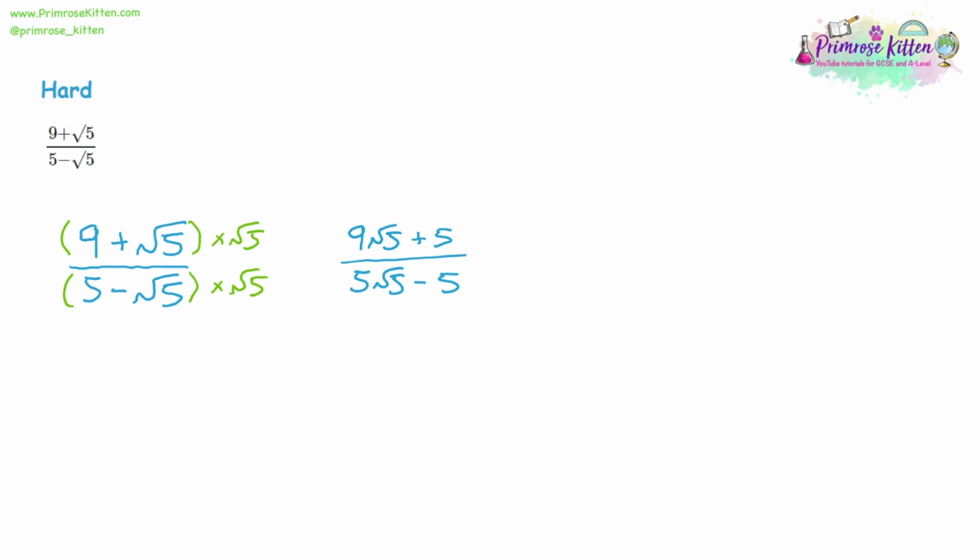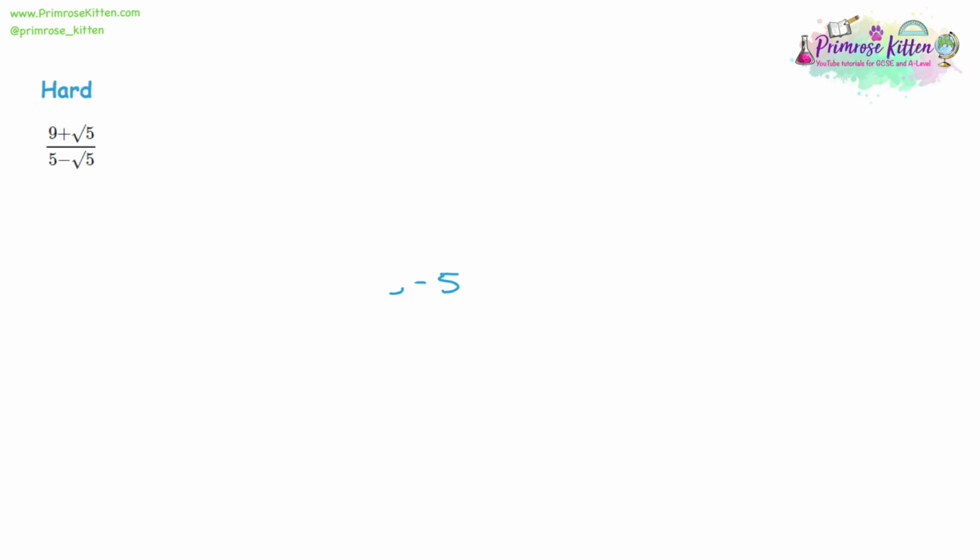Now look at what we've got here. We still have root 5 on the denominator. So this method has not actually rationalized the denominator. All we've done is made the expression more complicated. So what do we do?